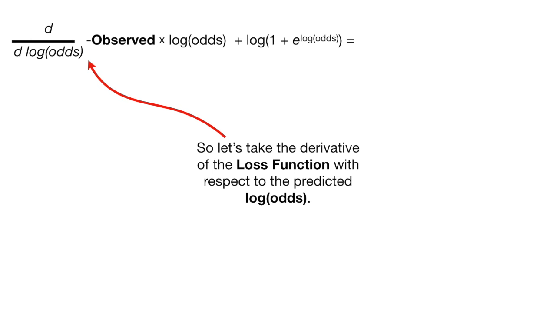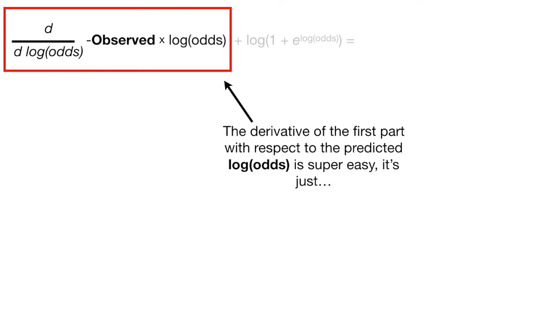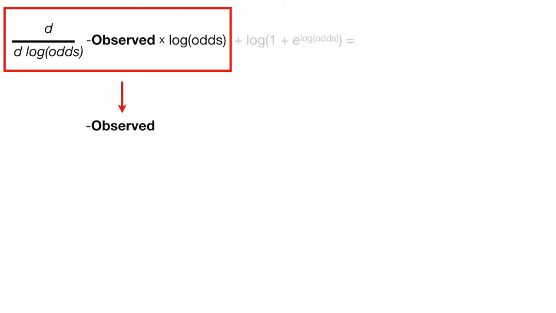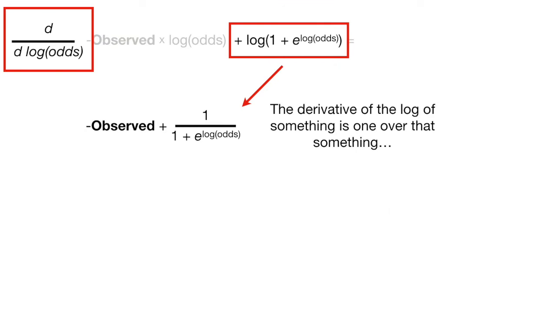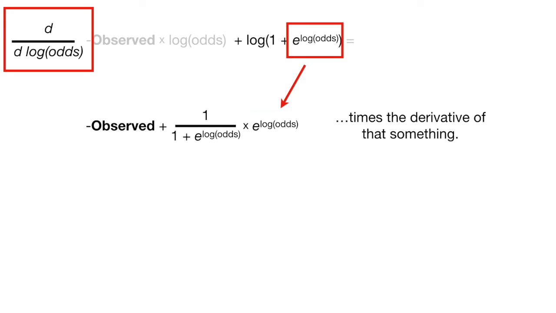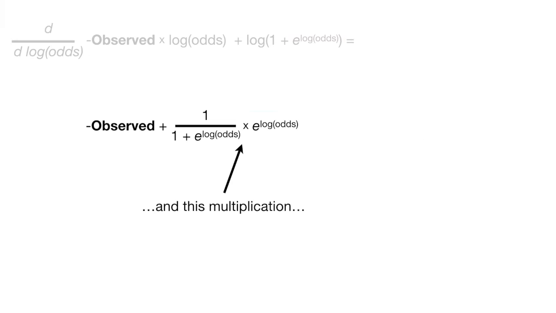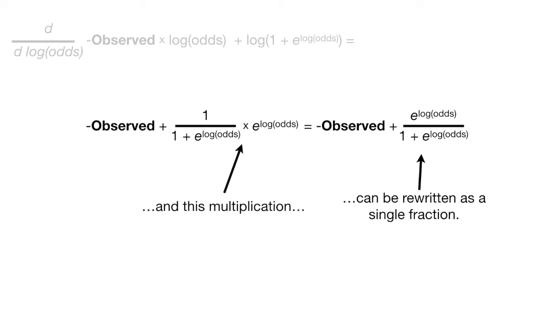So let's take the derivative of the loss function with respect to the predicted log odds. The derivative of the first part with respect to the predicted log odds is super easy. It's just the negative observed value. The derivative of the second part is also super easy if you know how to use the chain rule. The derivative of the log of something is 1 over that something times the derivative of that something. And this multiplication can be rewritten as a single fraction.